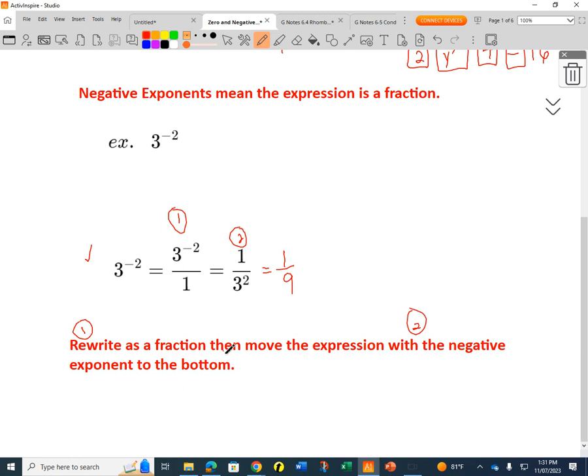And then the third thing is to simplify the exponent. And that just means do 3 times 3. So let's add that part.